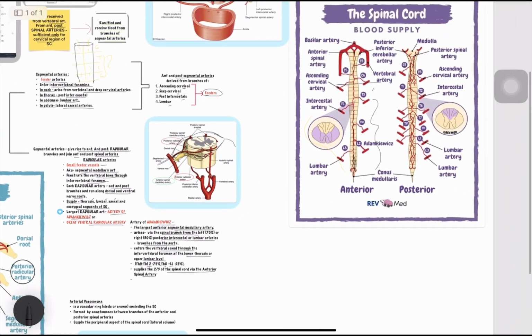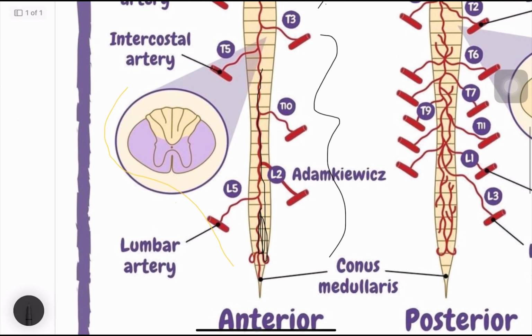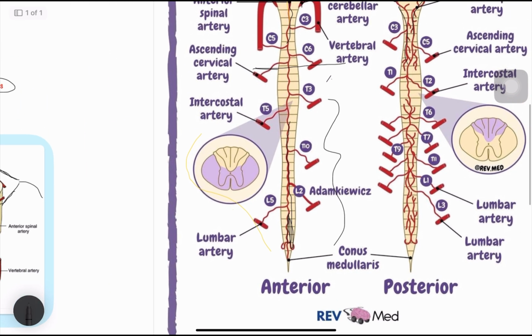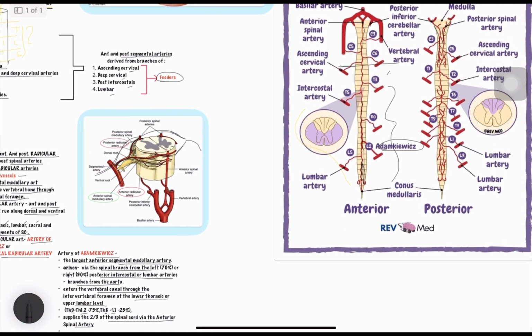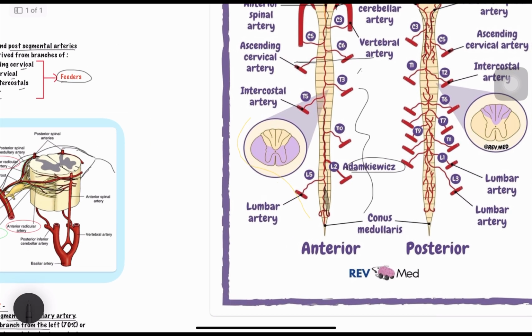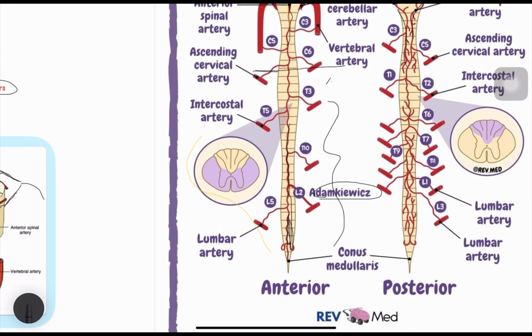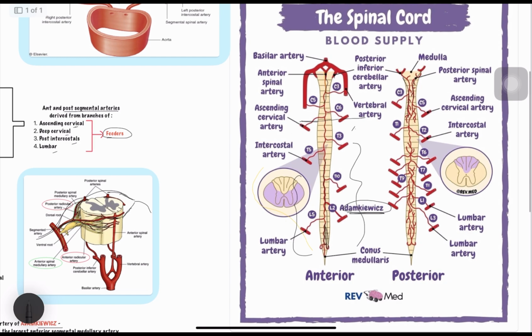So let's see the location of the Adamkiewicz artery. It's over here. It could be from T9 to L2, T9 to T12, or from T8 to L2. This artery is the main feeder which reinforces the blood in the posterior 2/3 of the spinal cord. It could arise from the intercostal level, or it could come from the left or the right branches of the spinal artery.